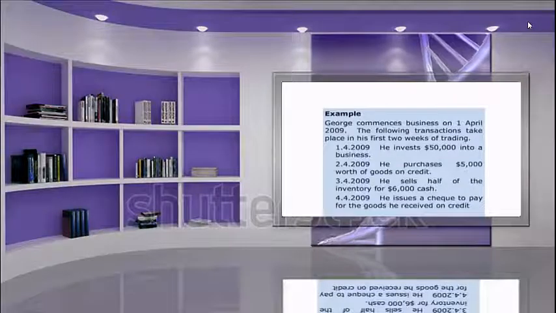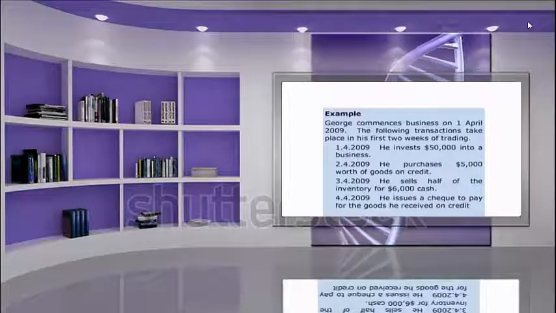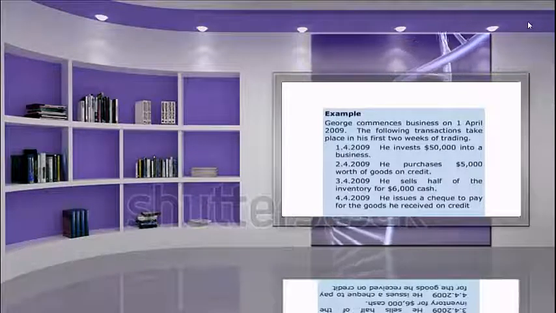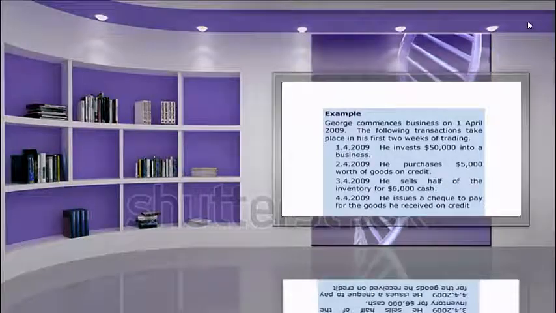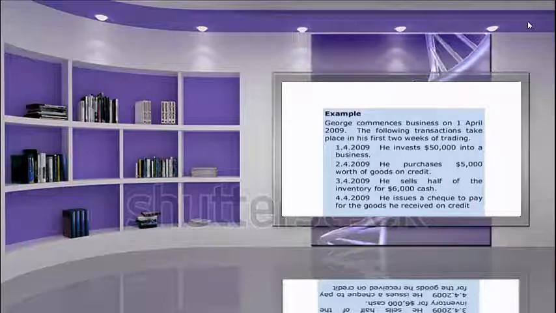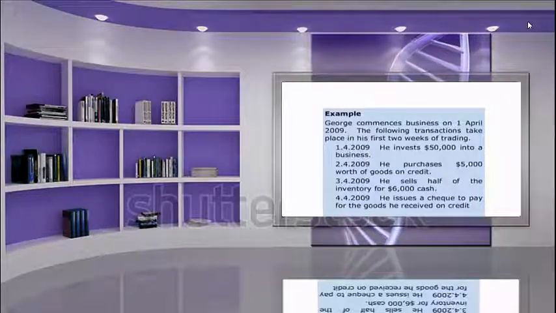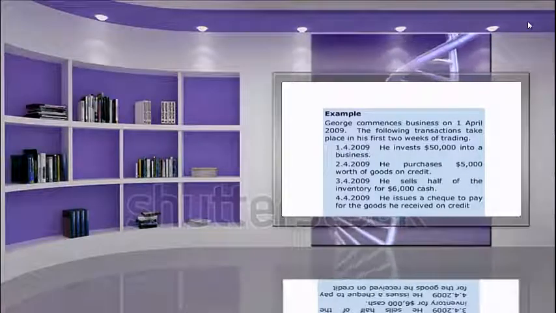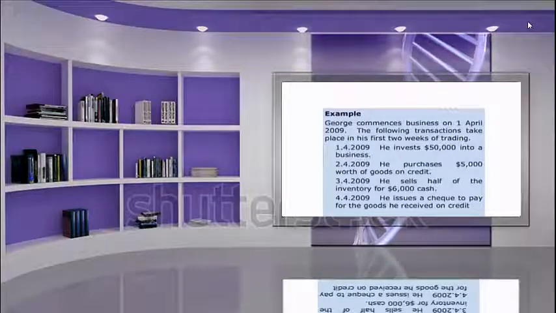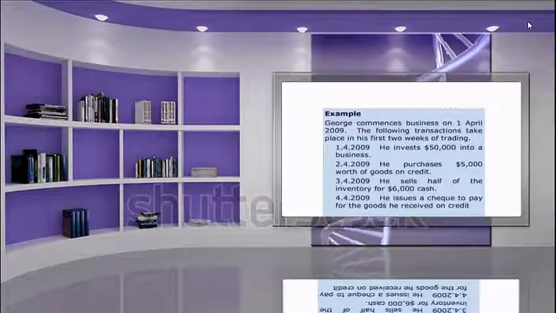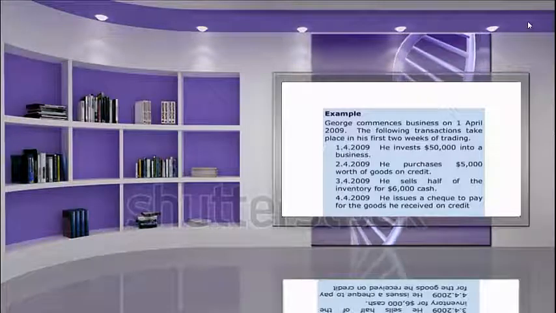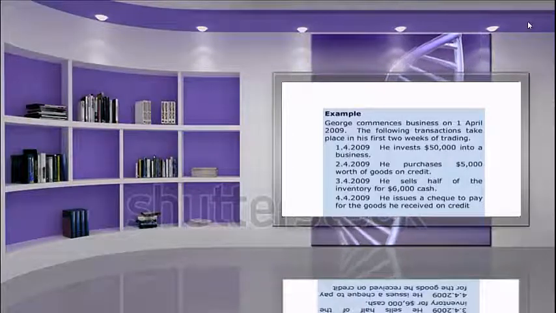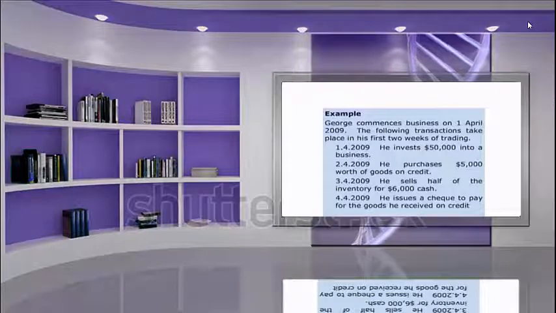On the 6th of April 2009 then, he sells his remaining inventory for $6,000 on credit. So this time he's selling the remaining goods just like he did in the previous transactions, but this time he's not receiving cash in return straight away. He's making the sale, and in return he's letting the customer pay us later. So George is not receiving the cash now. He's going to let the customer pay at a later date. All right, so that's what we mean by selling on credit.